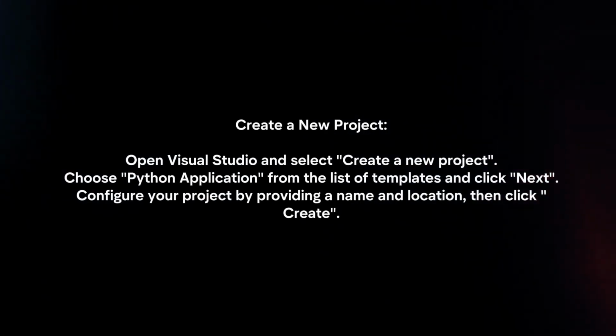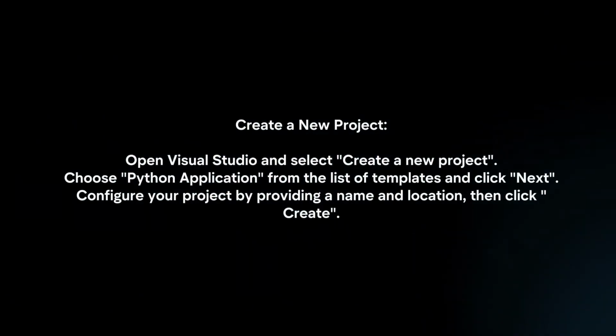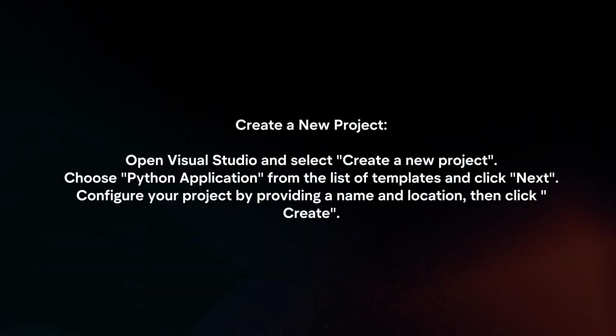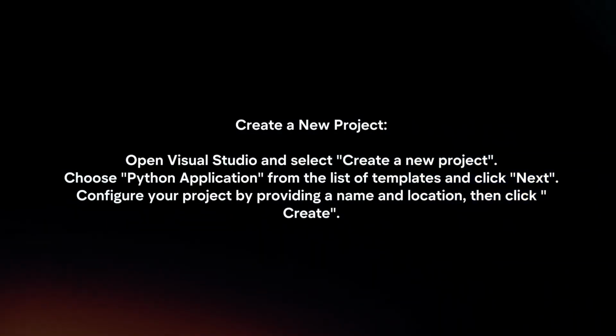Create a new project. Open Visual Studio and select Create a new project. Choose Python application from the list of templates and click Next. Configure your project by providing a name and location, then click Create.